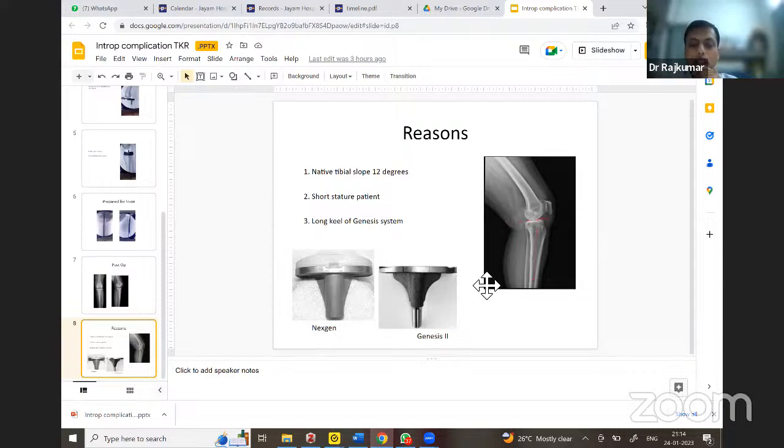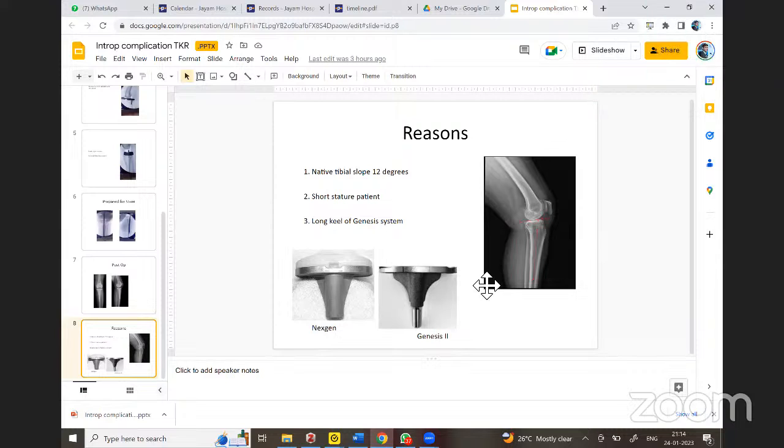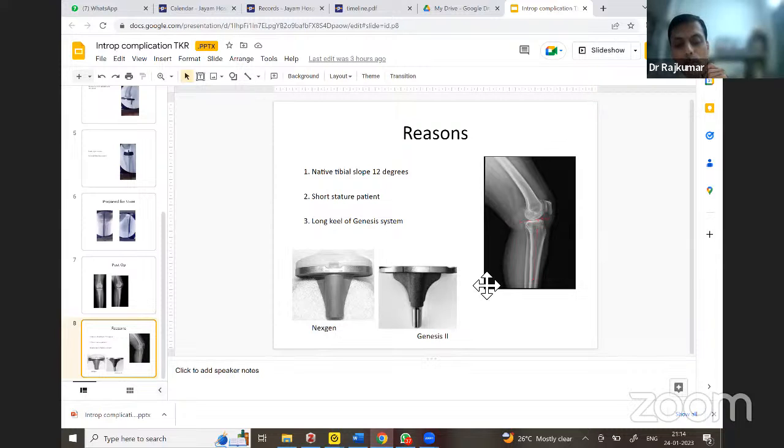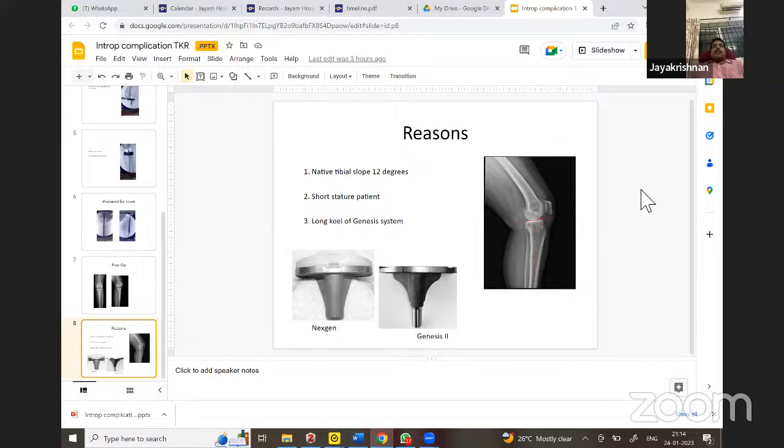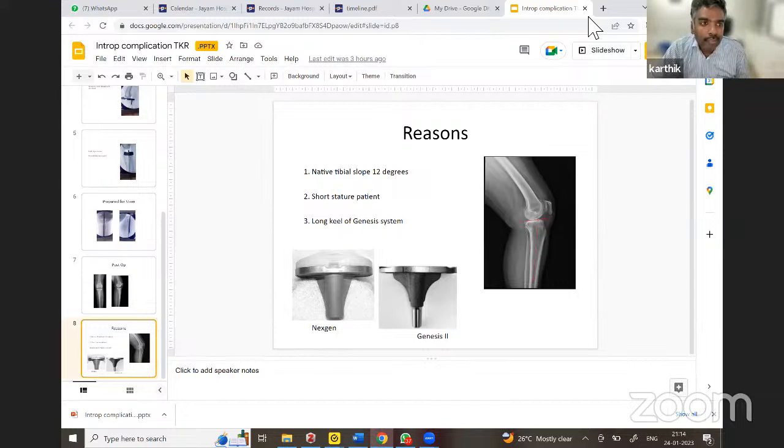So the key point here is identification of the problem. Good thing that you didn't bang it in, putting the cement inside, trying to bang and all sorts of problems happening. Good thing that you checked under the C-arm. That is the most important prevention, so that way you are able to identify the problem. Always better to find it intra-op rather than on the post-op x-ray. Good. Excellent case, Arun. Thanks for that.